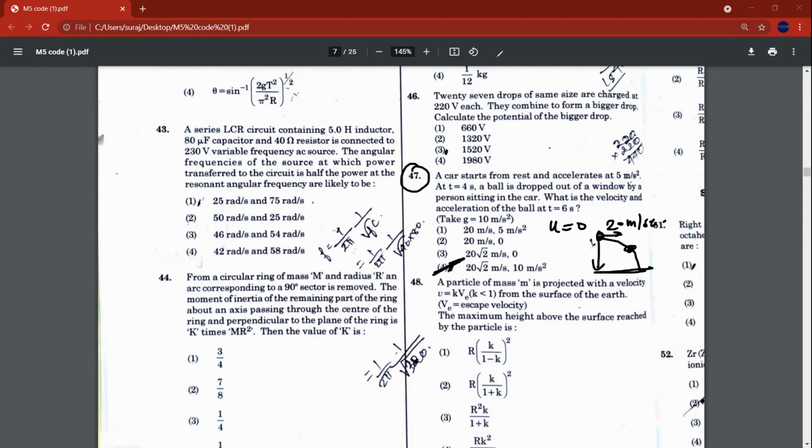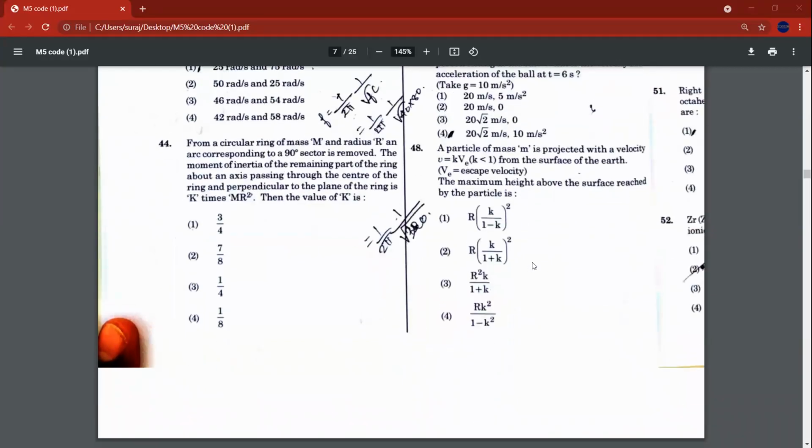48. Escape velocity is given. A particle of mass m is projected with velocity v equal to k times the escape velocity, k is less than 1, from the surface of Earth. The maximum height above the surface reached by the particle, h, they are asking. Escape velocity is how much? k times of v.